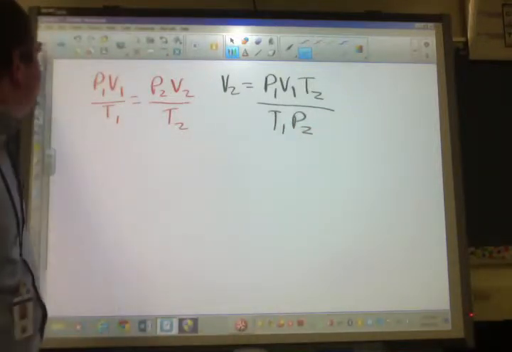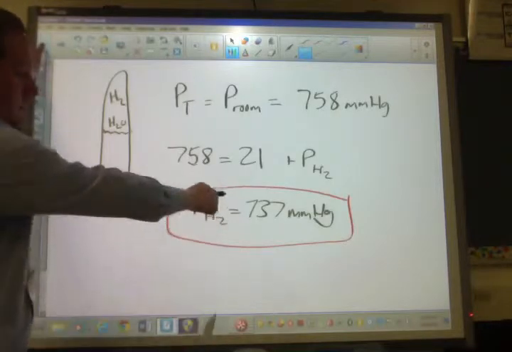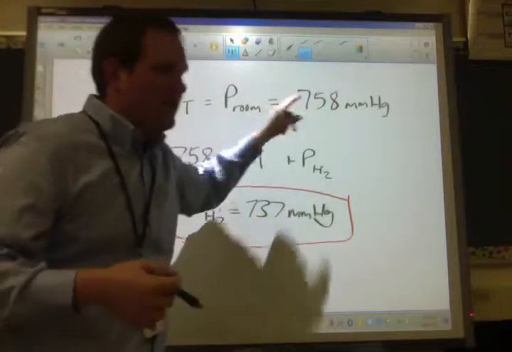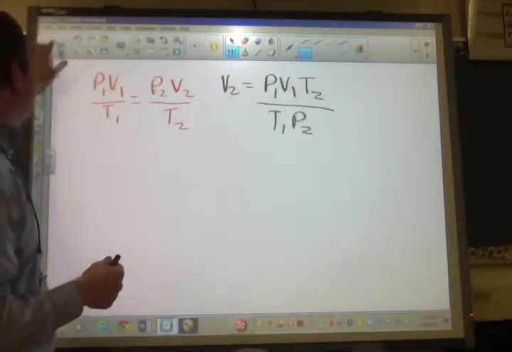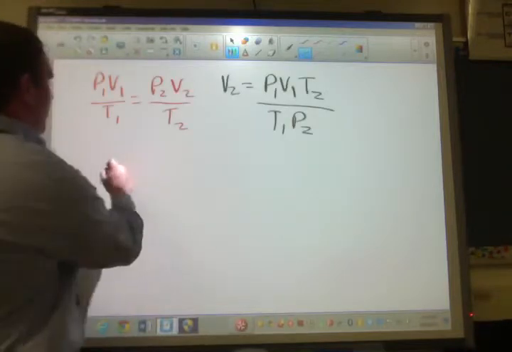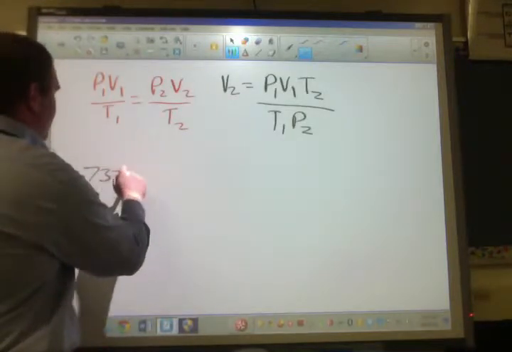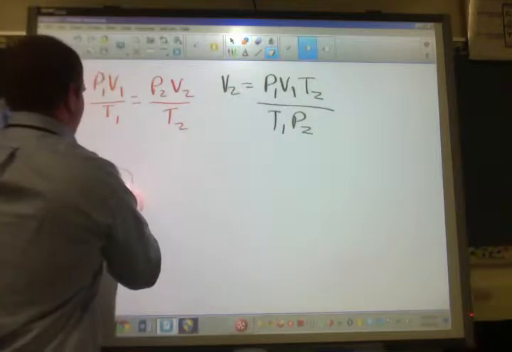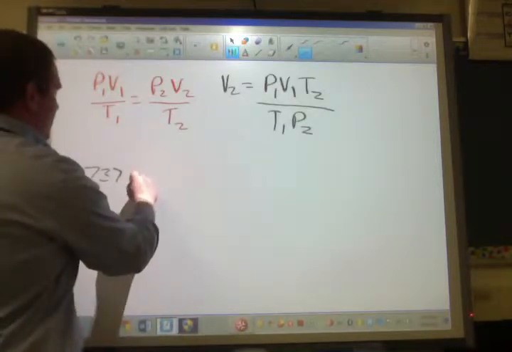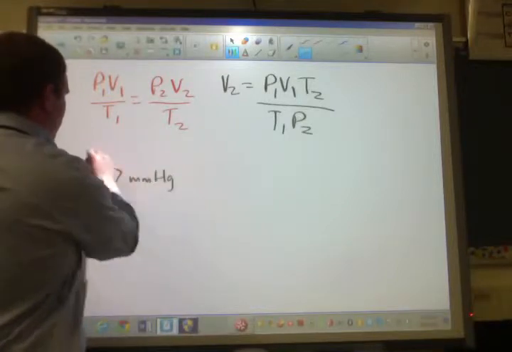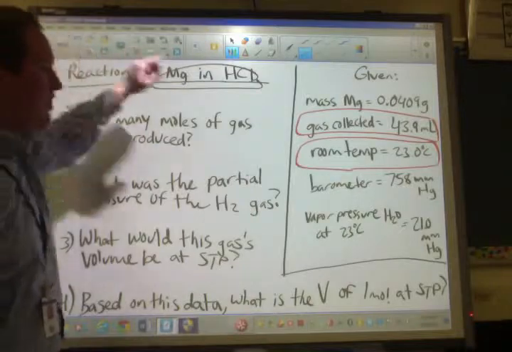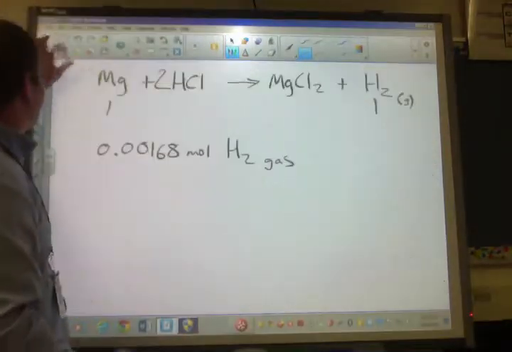Let's plug in our values. Pressure 1, 737 mmHg. It's important that we don't accidentally put 758 because that is too high. That is the pressure exerted by both gases. So 737, make sure that's right, yep, millimeters mercury. V1, 43.9 milliliters.